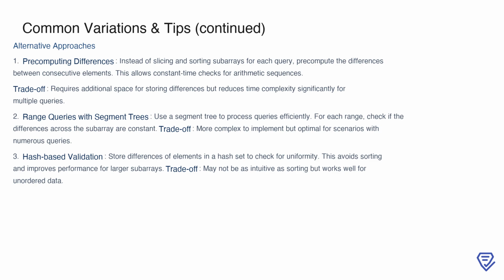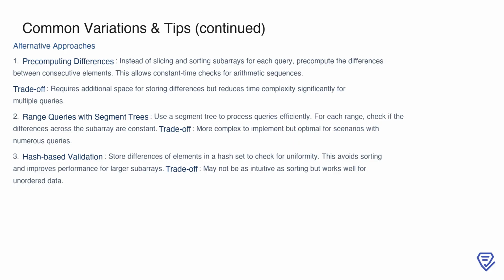Another approach is using range queries with segment trees. With a segment tree, you can process queries efficiently and check if the differences across a subarray are consistent. While this method is optimal for scenarios with numerous queries, it's more complex to implement.